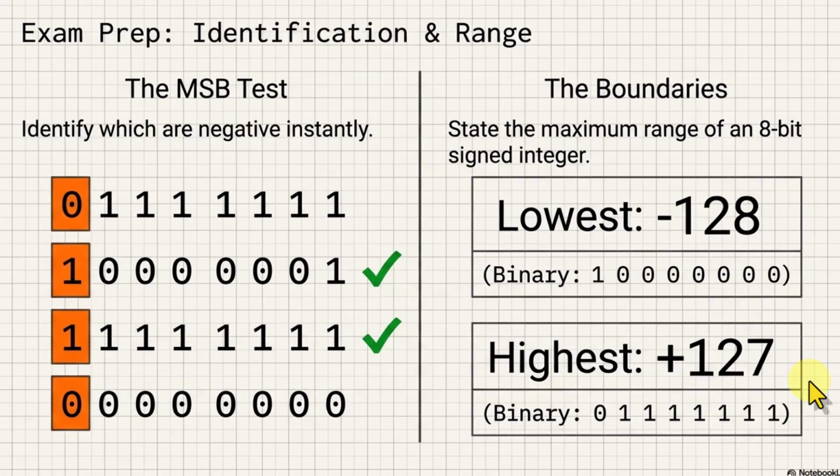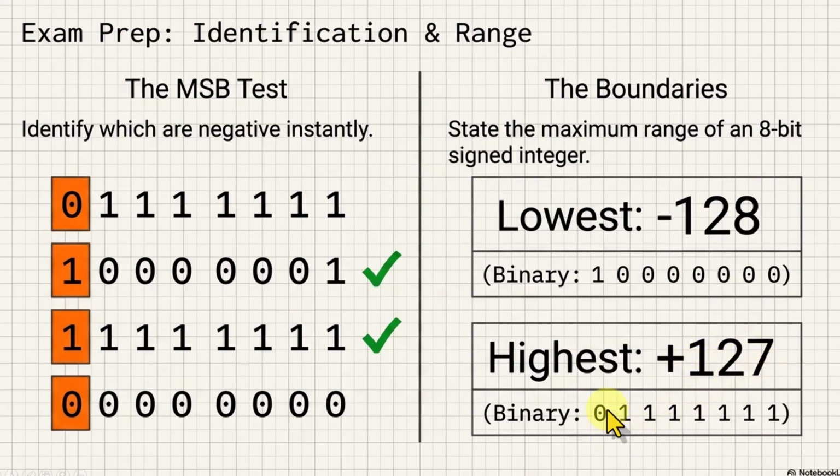So see here, identification and range, okay? So the MSB test identifies which are negative instantly. We told you that if the MSB is 1, this is negative, okay? So here these both are negative and these both are positive. The boundaries state the maximum range of an 8-bit signed integer, okay? So the lowest will be negative 128, okay? So that is 1 0 0 0 0 0 0 0, and the highest is positive 127.